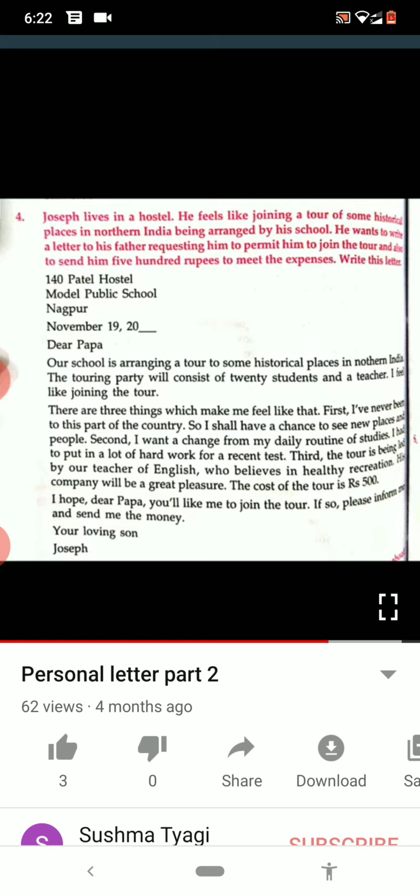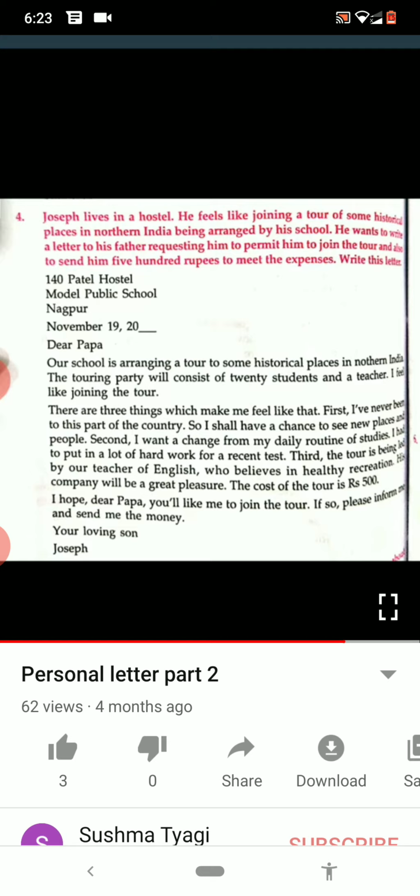Second, I want a change from my daily routine of studies. I had to put in a lot of hard work for a recent test. Third, the tour is being led by a teacher of English who believes in healthy recreation. His company will be a great pleasure. The cost of the tour is rupees 500. So in this way, I have given all the detail. And who is I? Joseph.